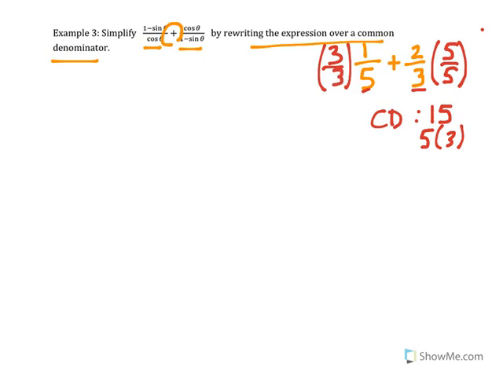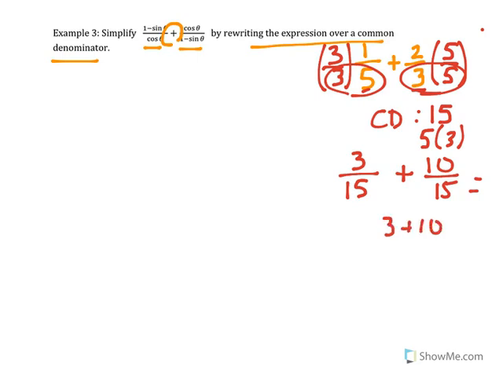Once I have the common denominator, I can then proceed. So what would I do from here? I would just multiply 3 times 1, which is 3. My common denominator would be 15, plus 2 times 5 is 10, over 15. And now I can combine the numerators and put them over my common denominator. And of course, we wouldn't leave it as 3 plus 10. We would just make it 13 over 15.